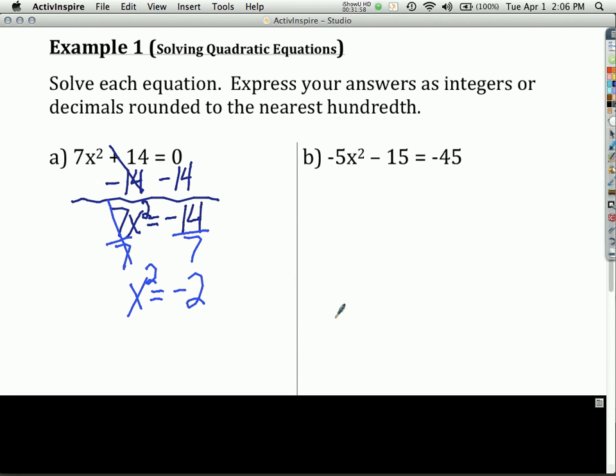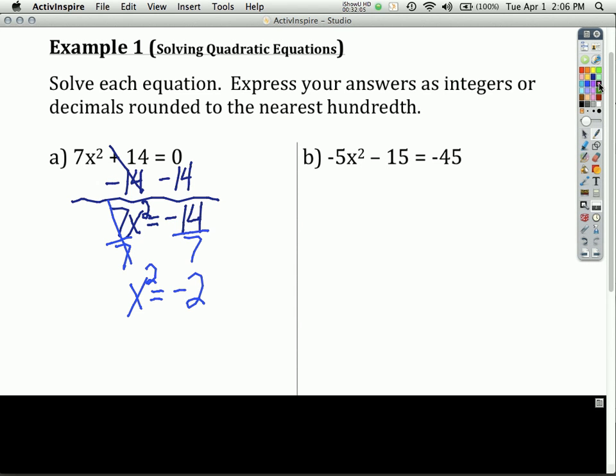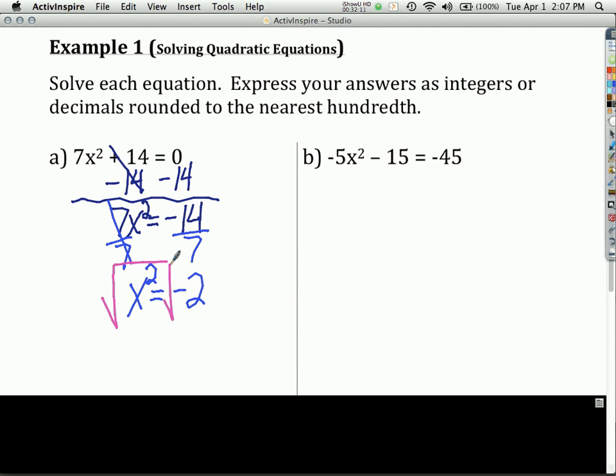Now we have one final step at the end. What we do is we take the square root of both sides. This is how you write it. Square root symbol on the left, square root symbol on the right.